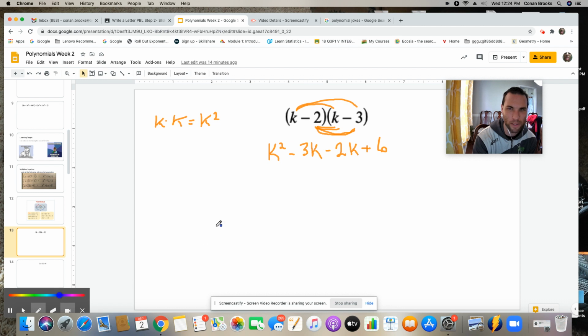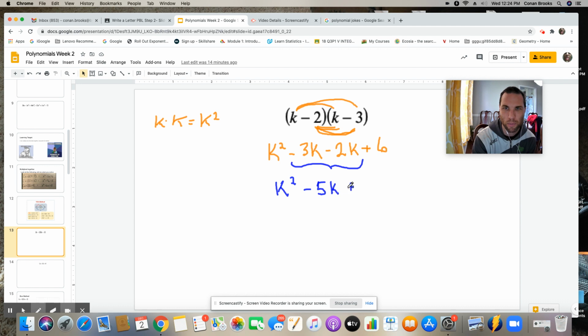And now the last step is, because remember we're trying to get a trinomial, it happens that when we multiply these, the middle terms, when you use FOIL in order, are like terms, negative 3k, negative 2k. You can simplify that. So you should get k squared minus 5k plus 6. And that is your answer. So k minus 2 times k minus 3 is equal to k squared minus 5k plus 6. Okay?